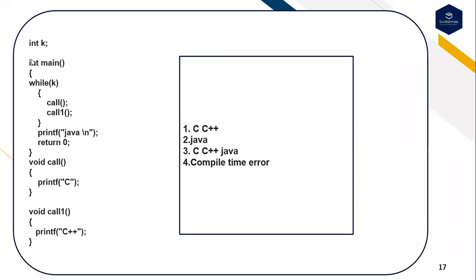This is the fourth question. int k; int main, while followed by k, and call followed by call1. printf Java. Then this is the function definition void call. Here I'm printing C, and here one more function definition, void call1, and here I'm printing C++. Predict the output of this code. The first option is C and C++, the second option is Java, the third option is C, C++, Java, and the fourth option is compile time error. You can pause this video and predict the output of this code.